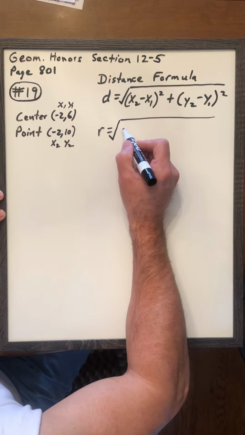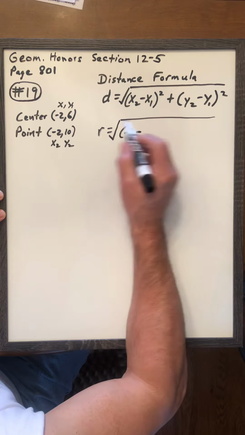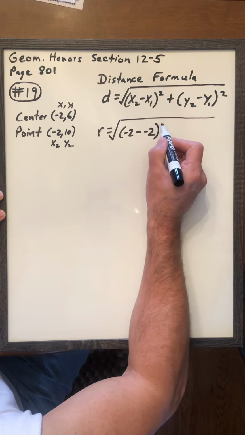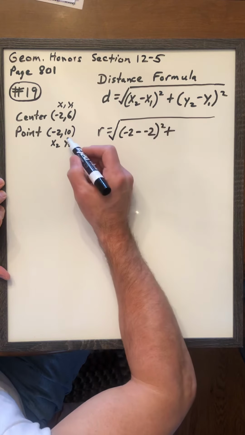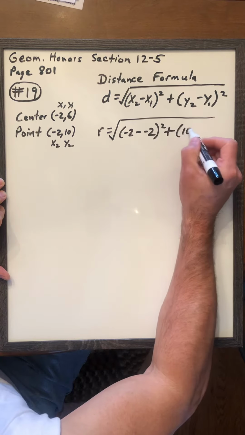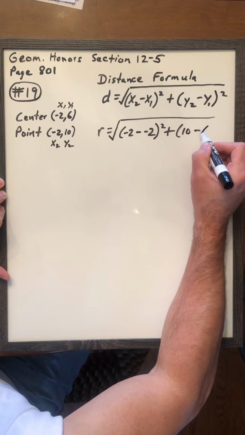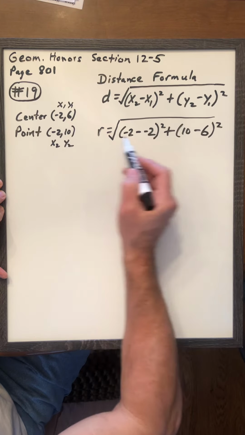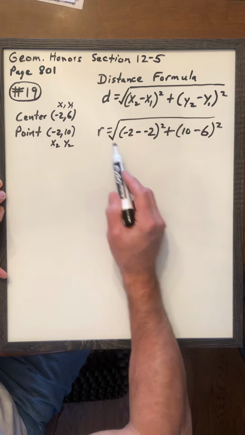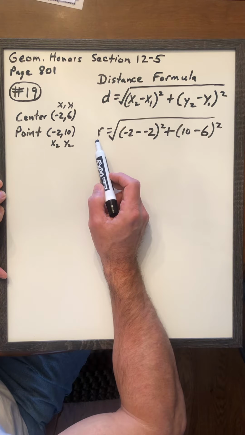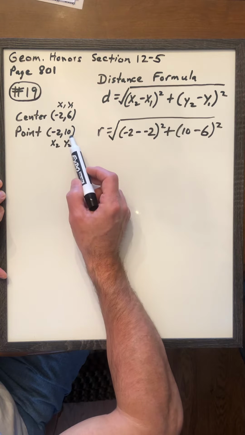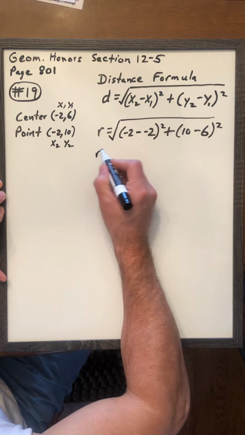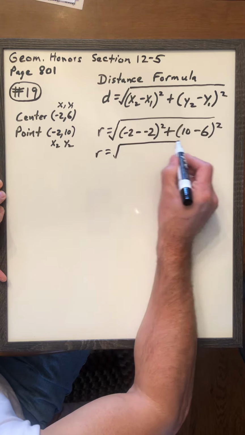So x2 is -2, so -2 minus x1, which is -2, so that's minus a negative, quantity squared, plus my y values: y2 is 10 minus y1, which is 6, also quantity squared. So plugging my numbers into the distance formula, what we're trying to find is the radius, the distance from this center point to this point on the circumference. Now I'm going to go ahead and simplify. This is still under the square root.